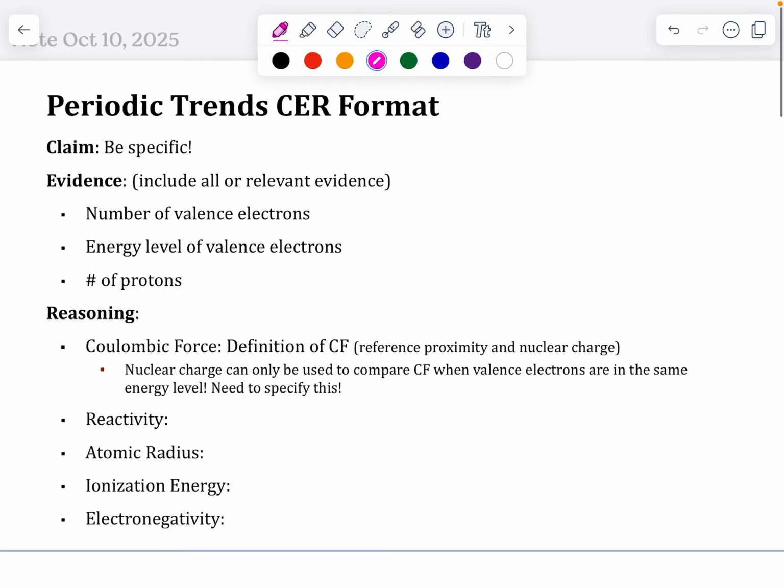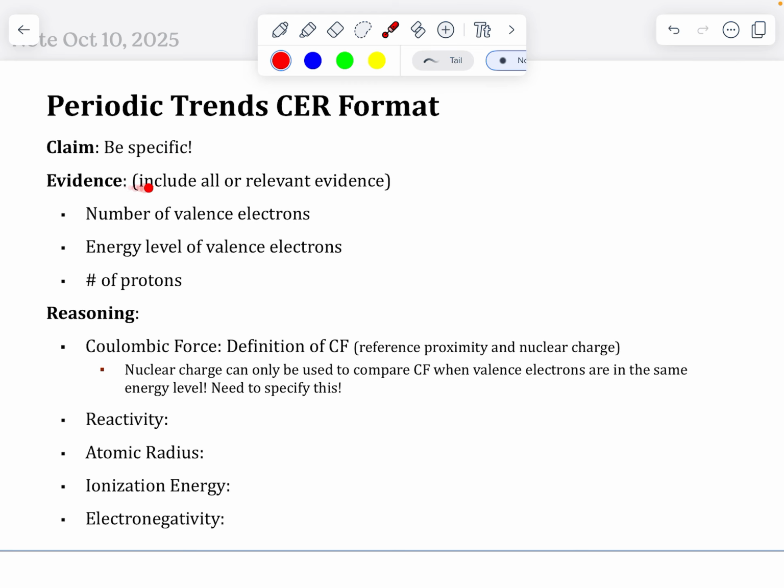Hi, I just wanted to talk through a couple of things on periodic trends and writing CERs. I've been leaving feedback on your periodic trends lab assessments and wanted to mention a couple of things. First thing is with your claim, be specific. So far, this has been good. Follow the question being asked and respond to the question.